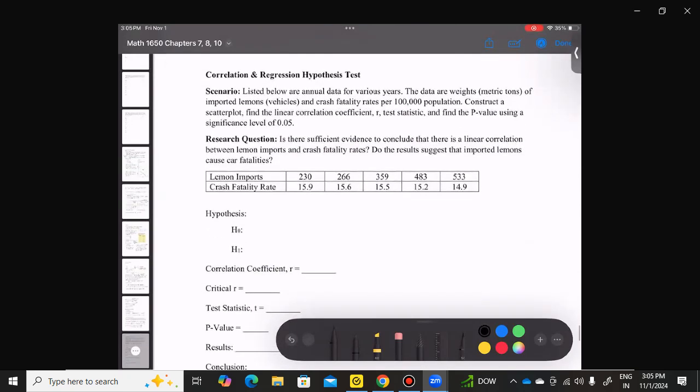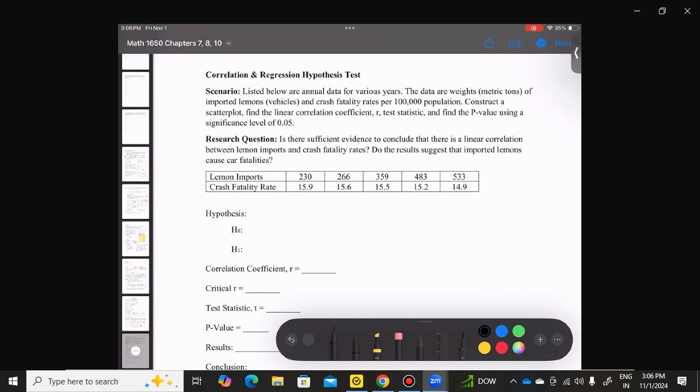Let's get into some actual hypothesis tests. This one we are going to look at lemons, vehicles that is, but lemons. These lemons are vehicles that are kind of new and they come off and they just have problems, they're not good vehicles. And we're going to compare these to crash fatality rates per 100,000 population.